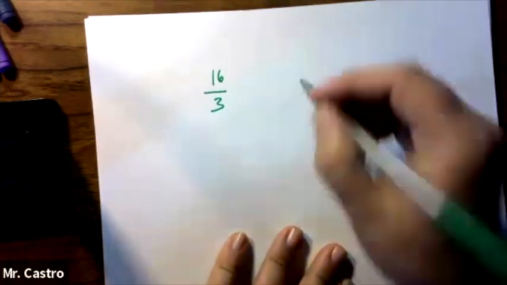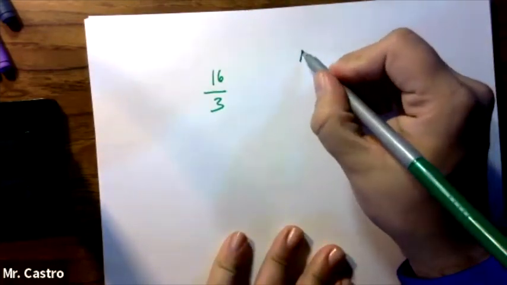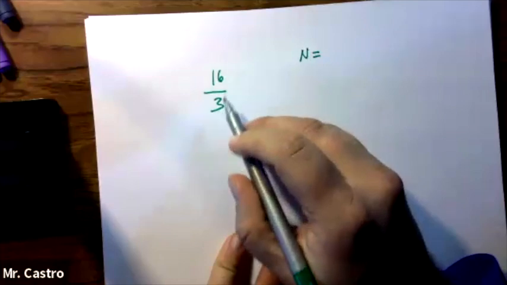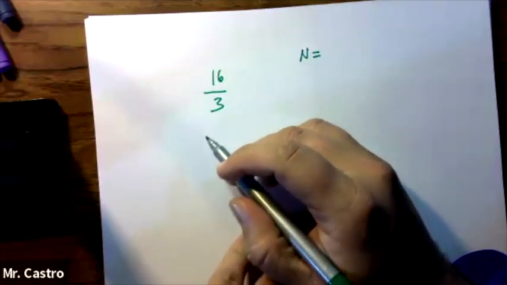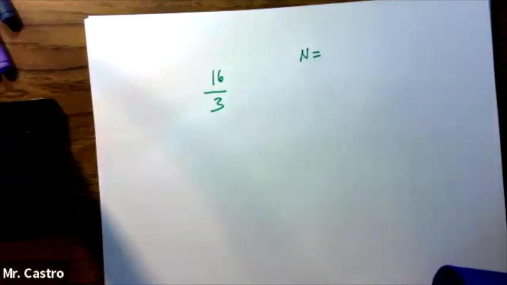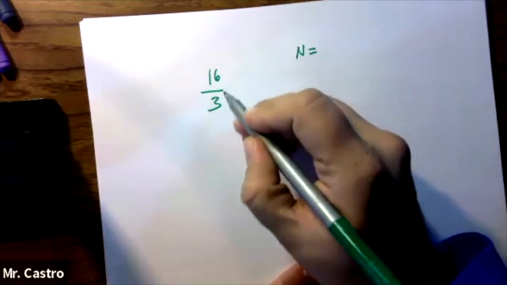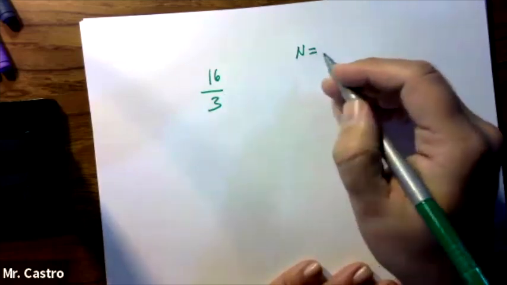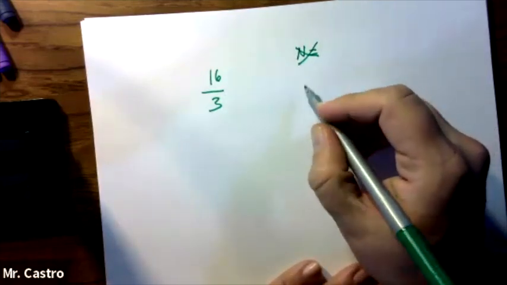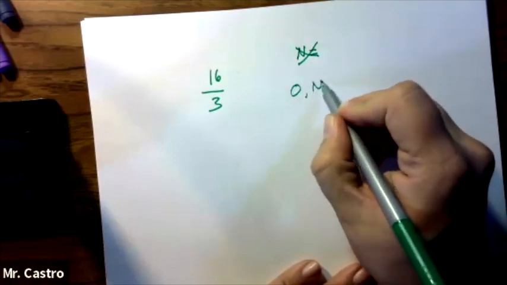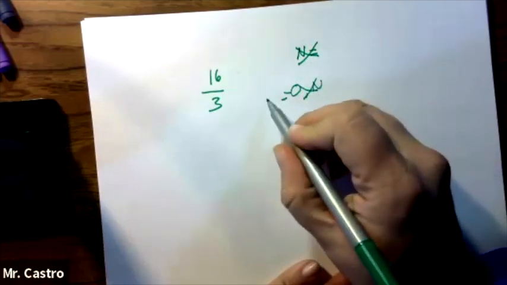All right, so is this a natural number? If I take 16 and divide it by 3, it doesn't come out to a whole number or a natural number. Right? Because 3 times 5 is 15, and then we kind of have a third left. So it's not a natural number. And if I add a 0 to it, it's not a whole number either.